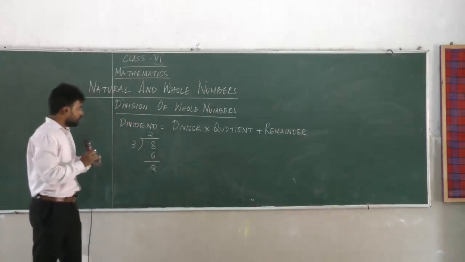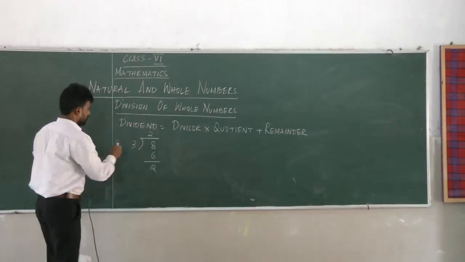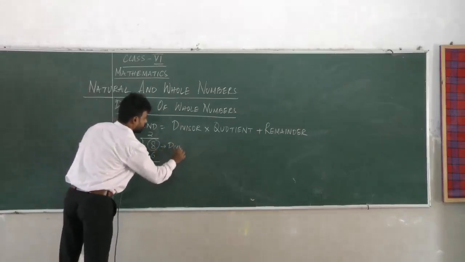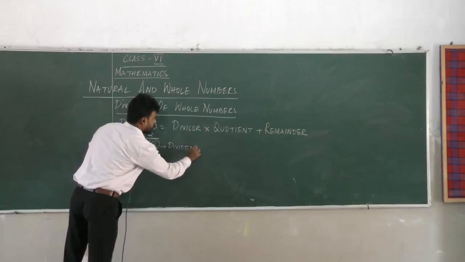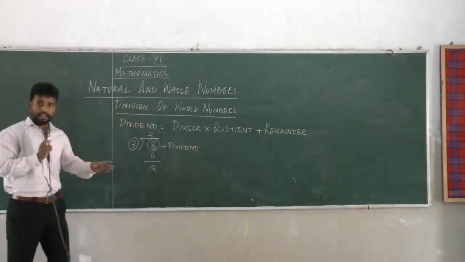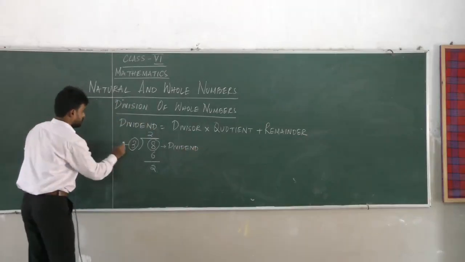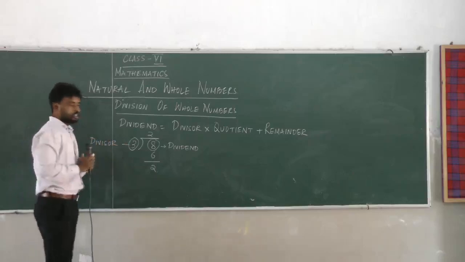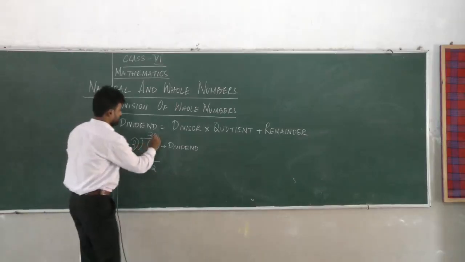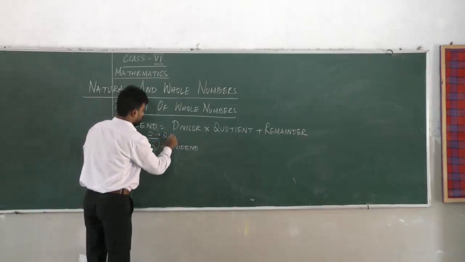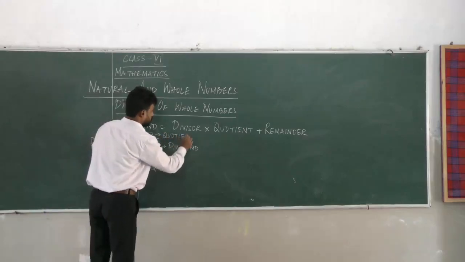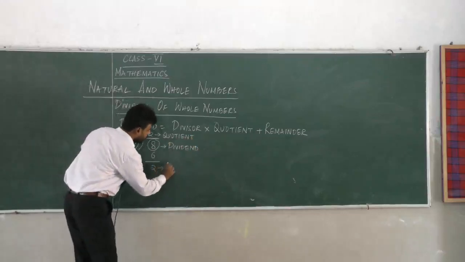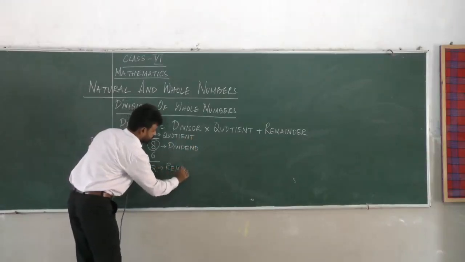So here we divide 8 with 3. Eight is the dividend. Three is the divisor. Two is the quotient, and here 2 is the remainder.